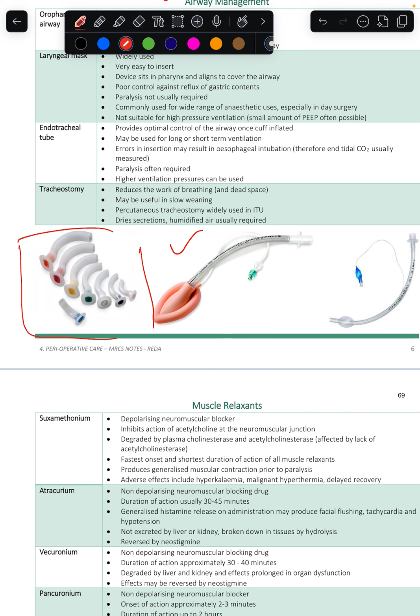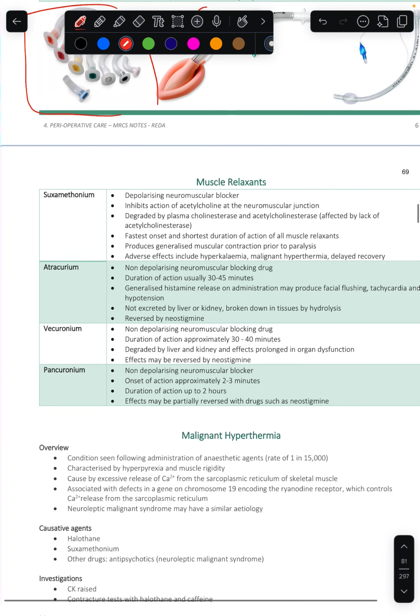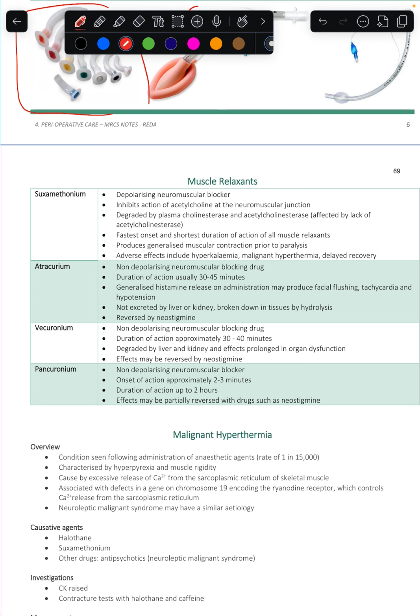Percutaneous tracheostomy is also used, and it dries the secretions. Muscle relaxants are used before intubation, and they are divided into depolarizing and non-depolarizing. The depolarizing muscle relaxant succinylcholine inhibits the action of acetylcholine, a neurotransmitter degraded by plasma cholinesterase. It is affected by a lack of it, and it has a fast onset and short duration of action. All depolarizing muscle relaxants produce generalized contractions prior to paralysis, with adverse side effects of hyperkalemia, malignant hyperthermia, and delayed recovery.